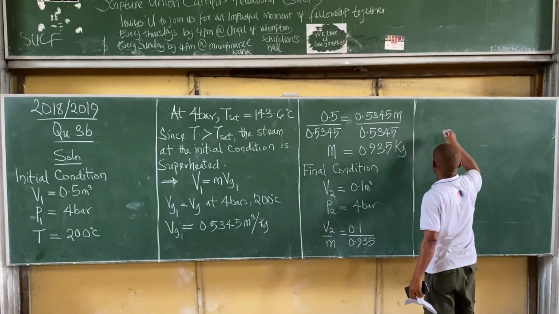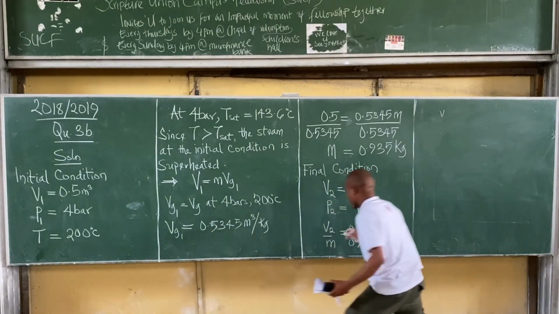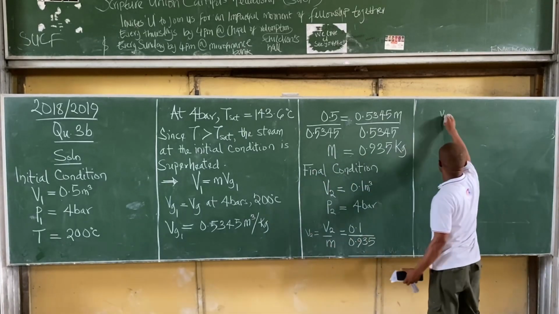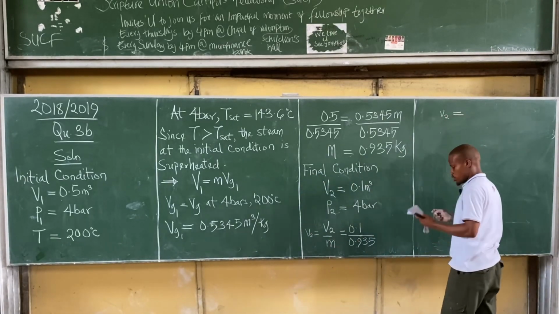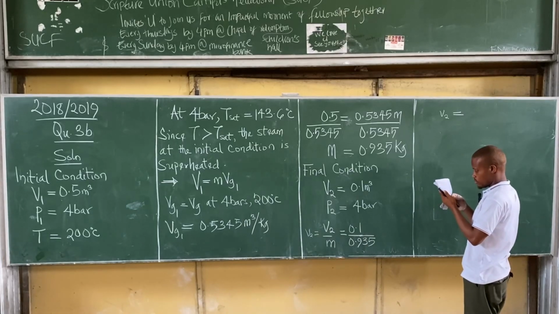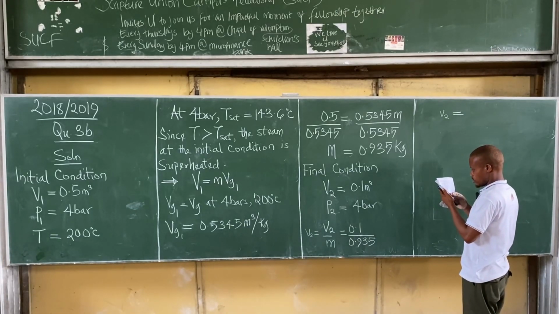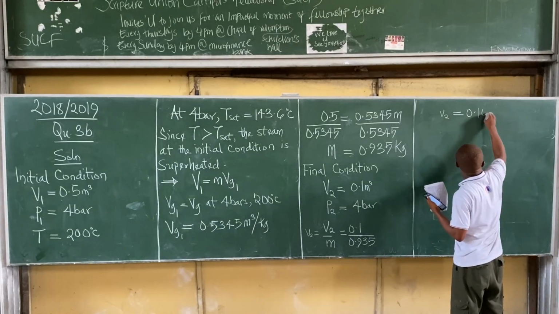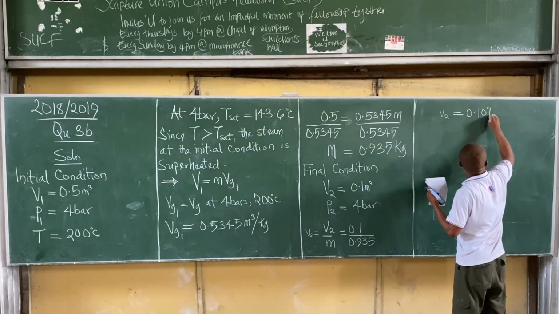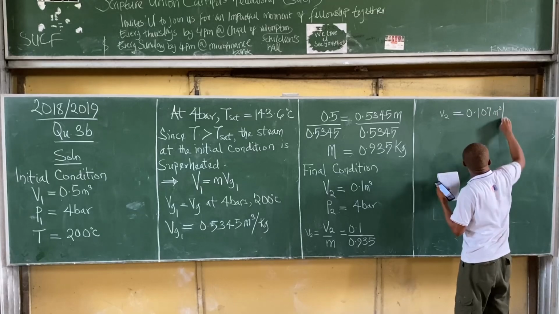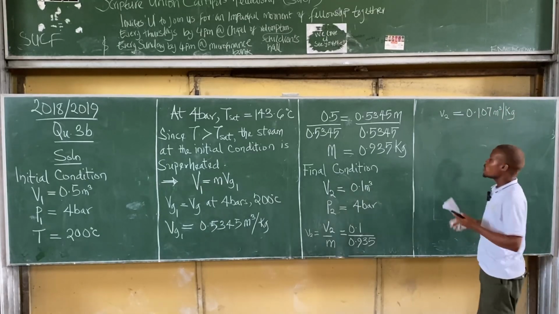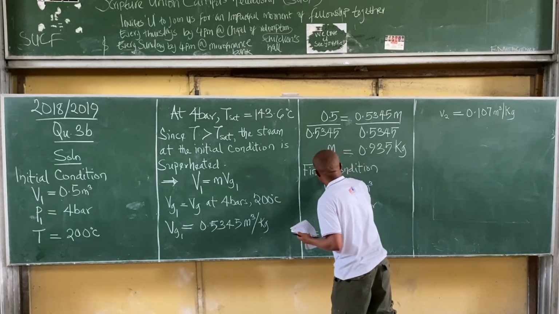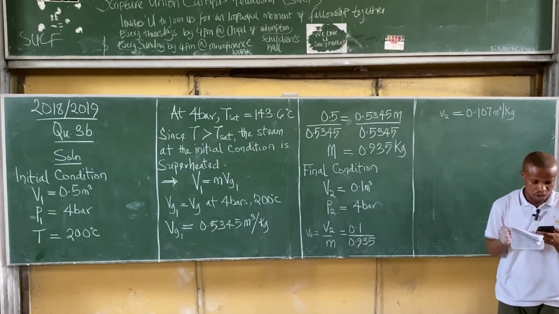Therefore, the specific volume V2 equals 0.107 meter cube per kilogram. So let's check the condition of the steam in the final condition. Okay, let's check for that now.